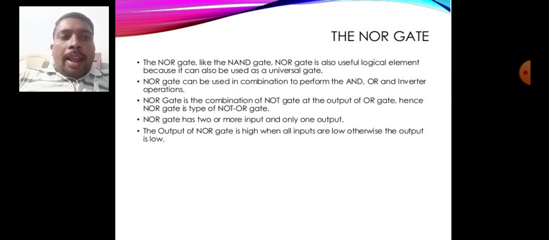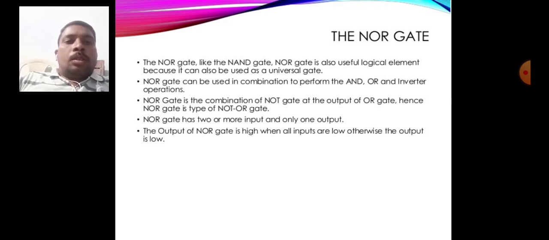Hence, the NOR gate means the NOT gate at the output of the connection from the OR gate. This type of gate is known as a NOT OR gate. It also has two or more inputs, but only one output. So, what is the logical symbol and truth table of the NOR gate?